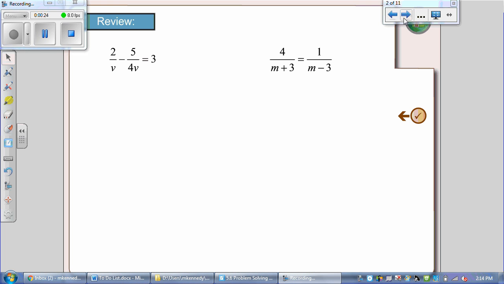We need a common denominator. That's always the first thing you need. It's the only way you can do fractions. What would your common denominator be for that first one? 4b. Yeah. So the first thing needs to be multiplied by what?